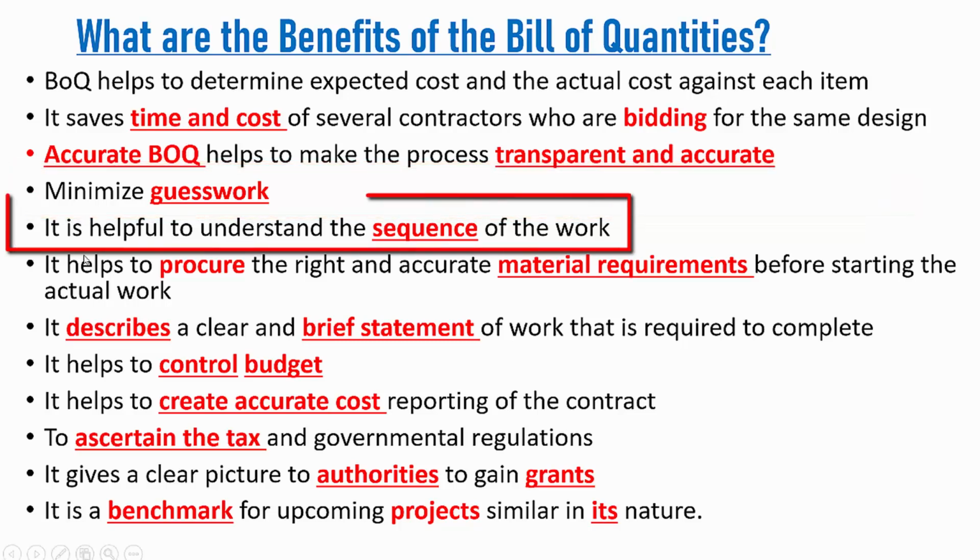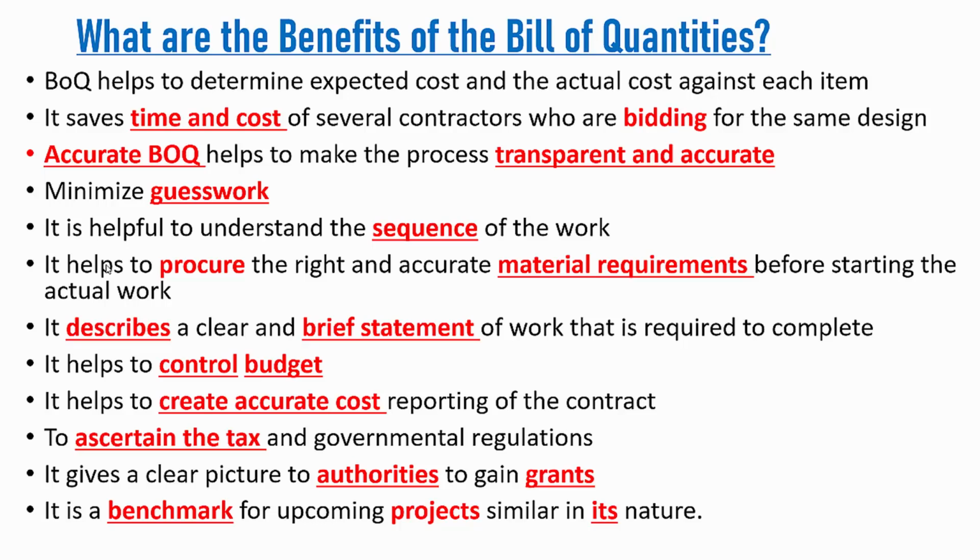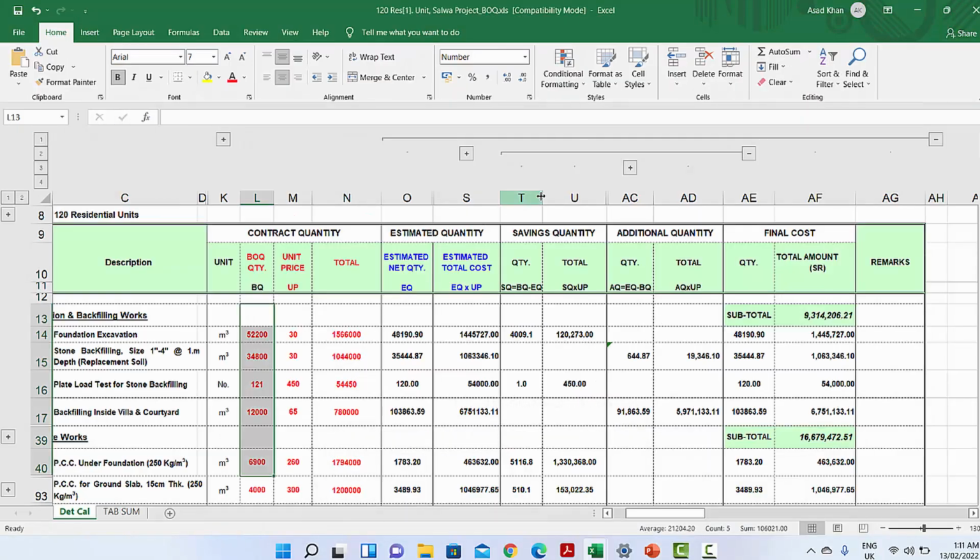The fifth point is that it is helpful to understand the sequence of the work. The sequence of the work is one of the most important steps that a quantity surveyor, or any person working on the site, should know. So this sequence of the work is determined by the BOQ. I will take you to the Excel sheet so that you can understand this.